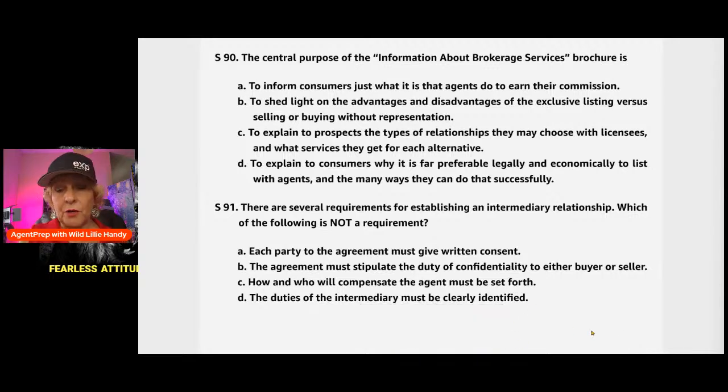Number 91, and thank you for asking. The central purpose of the Information About Brokerage Services, labeled IABS: A, to inform consumers just what it is that agents do to earn their commission. B, to shed light on the advantages or disadvantages of an exclusive listing versus selling or buying without representation. C, to explain to prospects the type of relationship they may choose with licensees and what services they get for each alternative. Or D, to explain to consumers why it is far preferable legally and economically to list with agents and the many ways they can do that successfully.